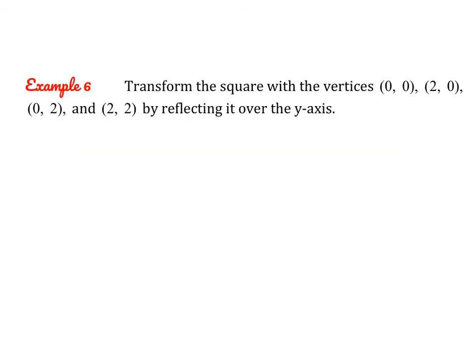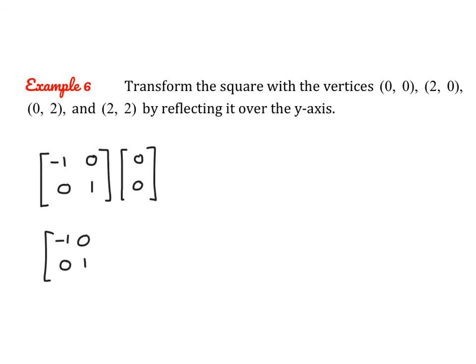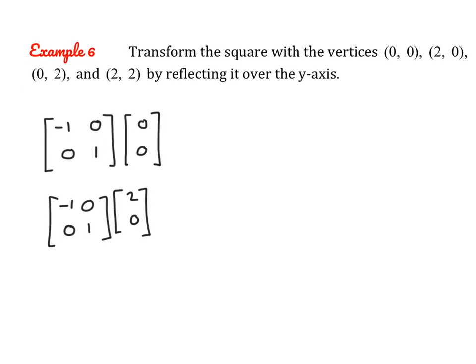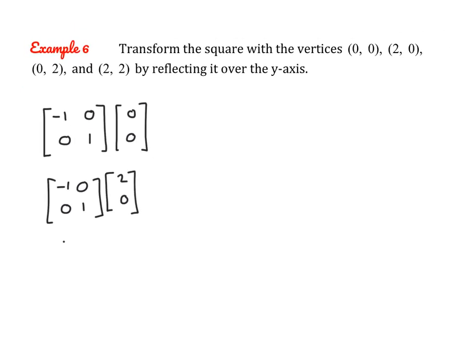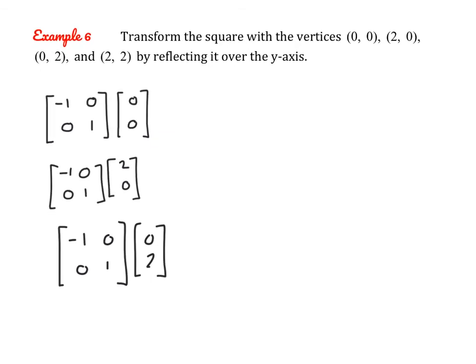So here we have a square with the following vertices, and we want to reflect it over the y-axis. So our reflection in the y-axis matrix looks like this: negative 1, 0, 0, 1. So I'm going to take that and multiply it to each of my coordinates written as a 2-by-1. So we do have to do this 4 times. So then this coordinate is 2, 0. So the first row is for x's, the second row is for y's. Then we have it for 0, 2. And last but not least, we have it for 2, 2.